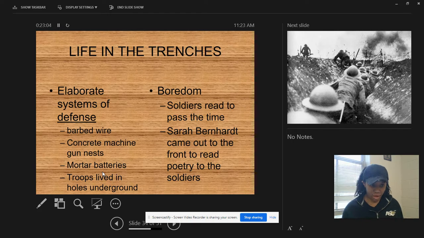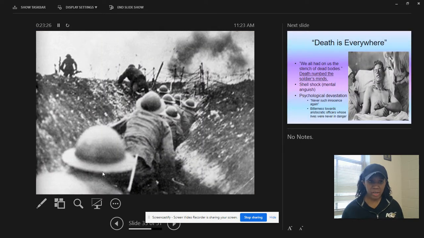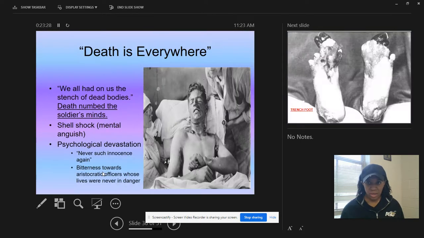You have concrete machine gun nests. You have troops that lived in holes underground. Sometimes the troops would get bored. They would read to pass the time. There are plenty of letters that you can look up from soldiers who were in the trenches, letters that people wrote home while living in the trenches. Here is another photograph.